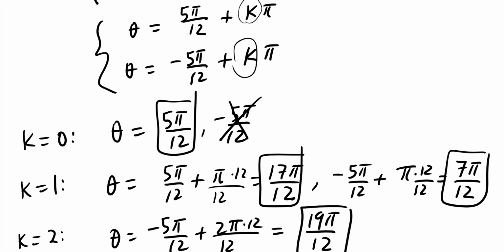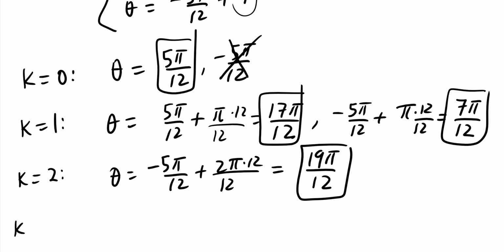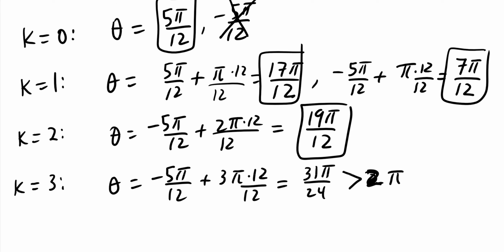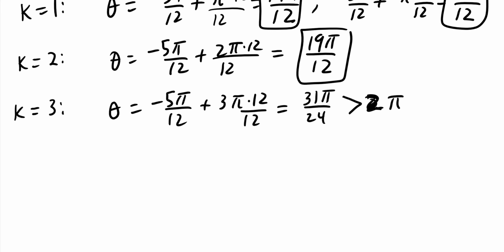If I take k equals 3, what do we get? The first one definitely is more than 2 pi. But what about the second one? That would be negative 5 pi over 12 plus 3 pi. Multiply by 12, 36 minus 5, 31 pi over 12. That's more than 2 pi. So the only values we get are 5, 17, 7, and 19, all of them multiples of pi over 12. So we get 4 values for that equation.